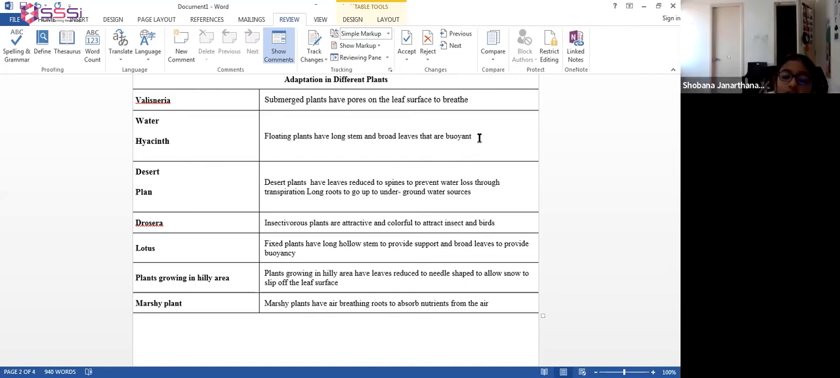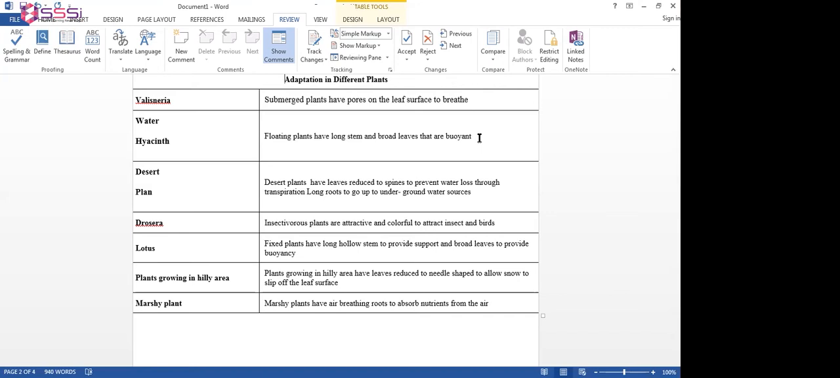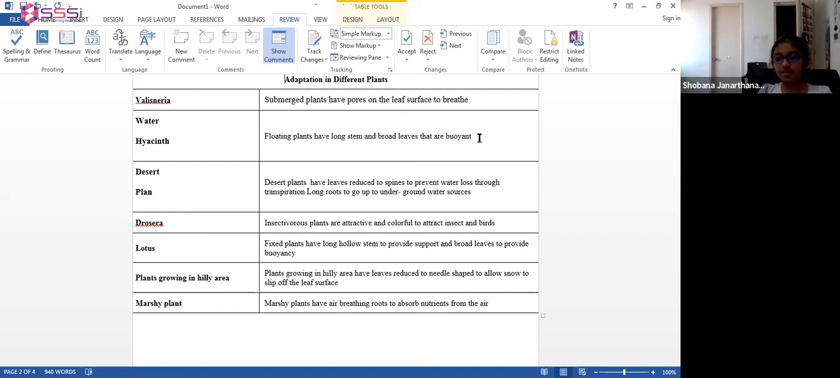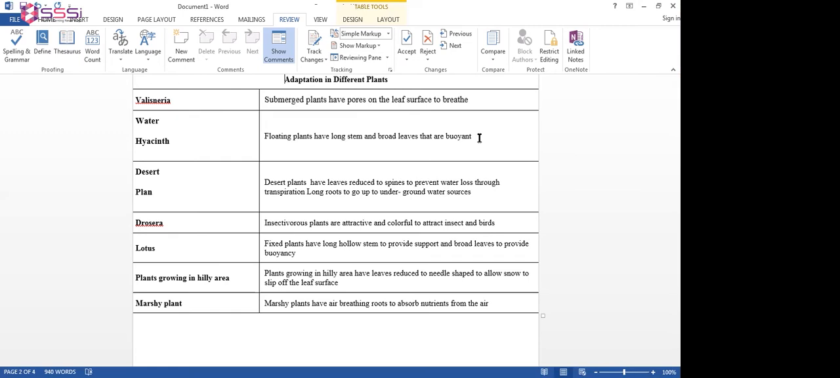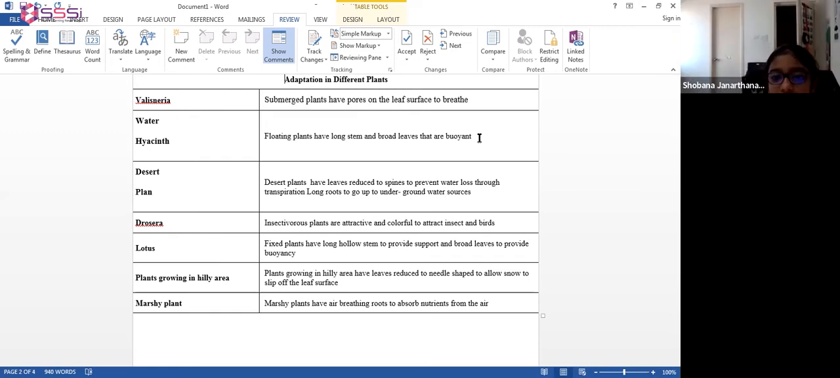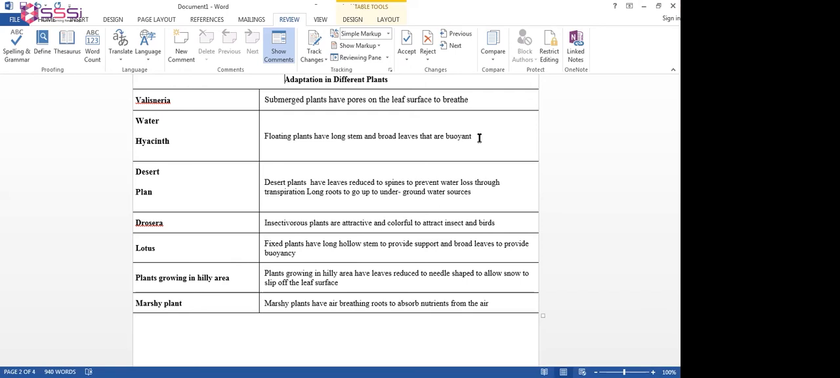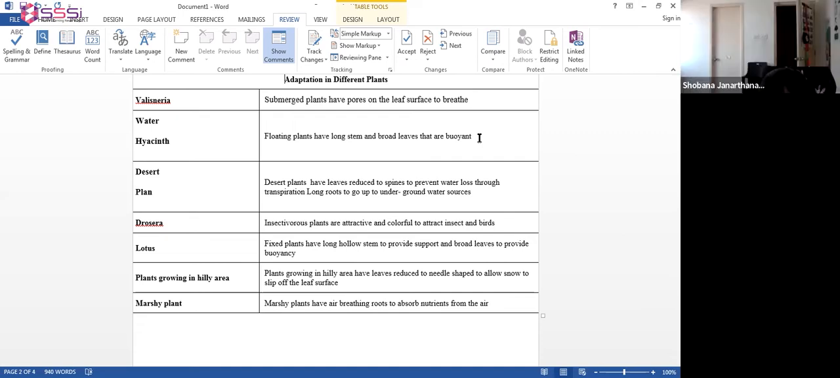So floating plants have long stems and broad leaves. Have you seen in ponds where lotus is? Have you seen lotus? Yes, ma'am. Lotus plantation. Once I even plucked a lotus and I put water on it and saw the water not wetting it. And the leaves of lotus, they float over the water, right?